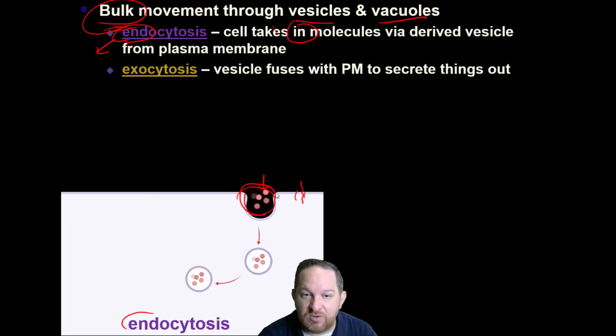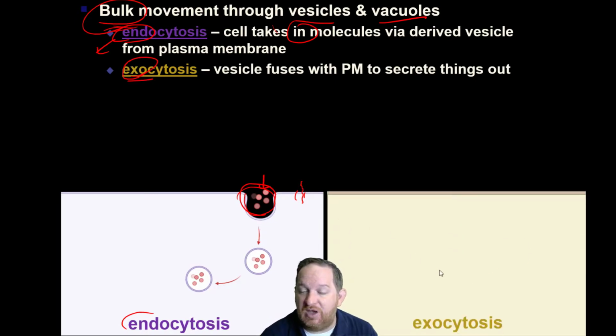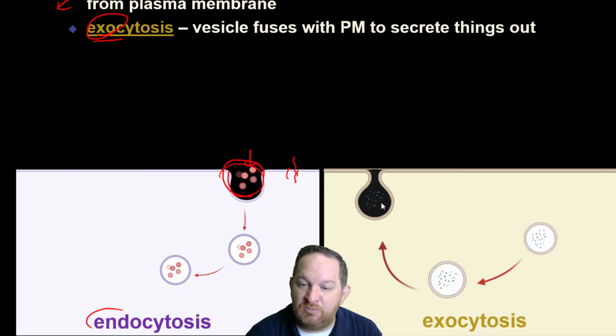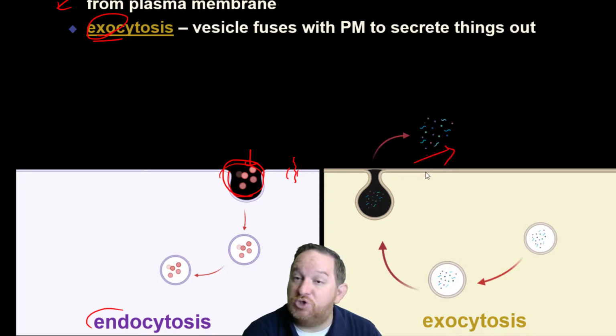The opposite, of course, of that would be exocytosis, when things need to exit. So in this case of exocytosis, we got some waste here. So it will move through a vesicle, bind to the membrane, and then this waste will be able to just be removed and pushed out of the cell.